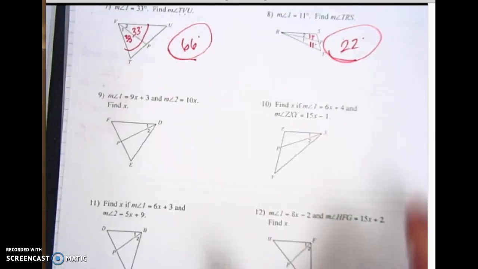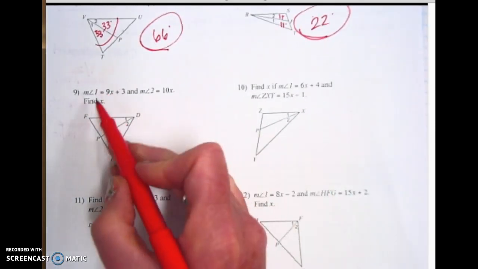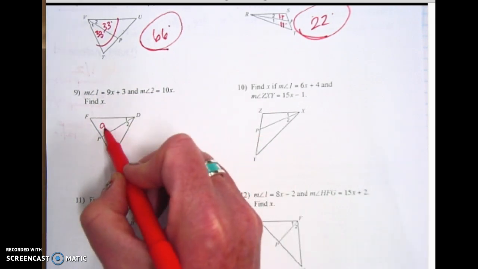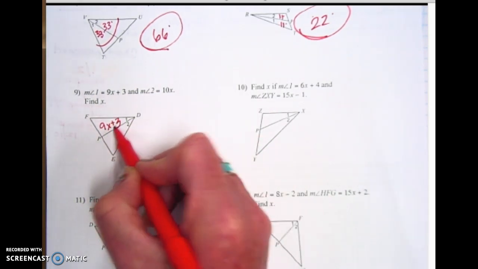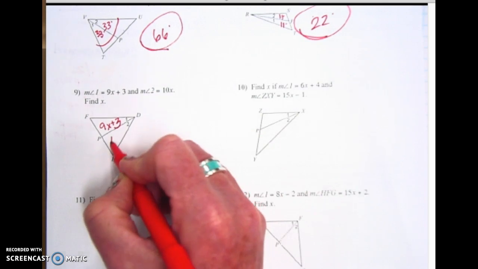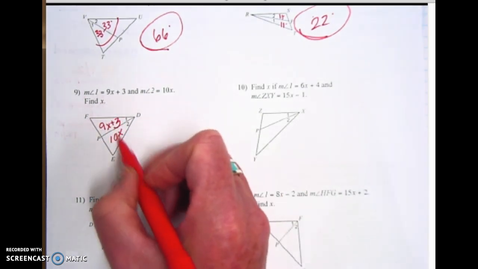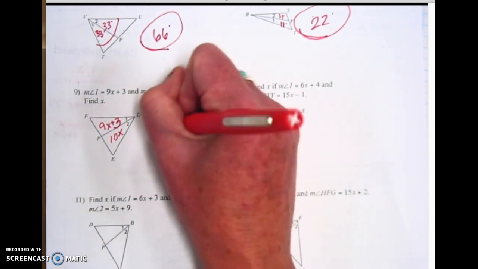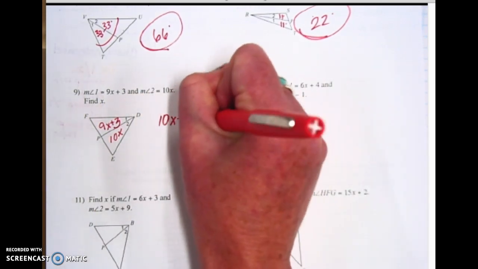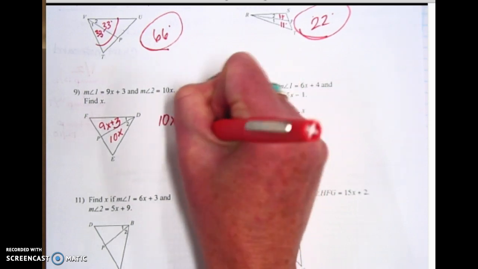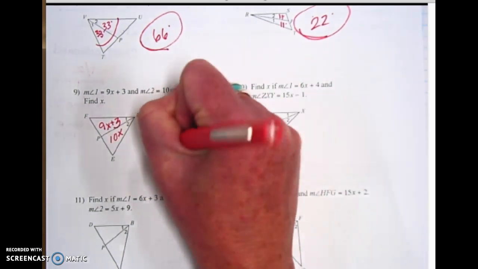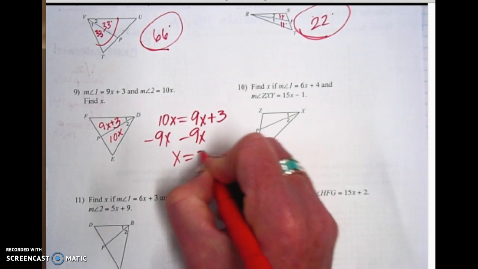All right, number 9. The measure of angle 1 is 9x plus 3. And the measure of angle 2 is 10x. Find or solve for x. Well, these two should be equal to each other. So I'm going to say that 10x is equal to 9x plus 3. Subtract 9x from both sides. And I get x equals 3.